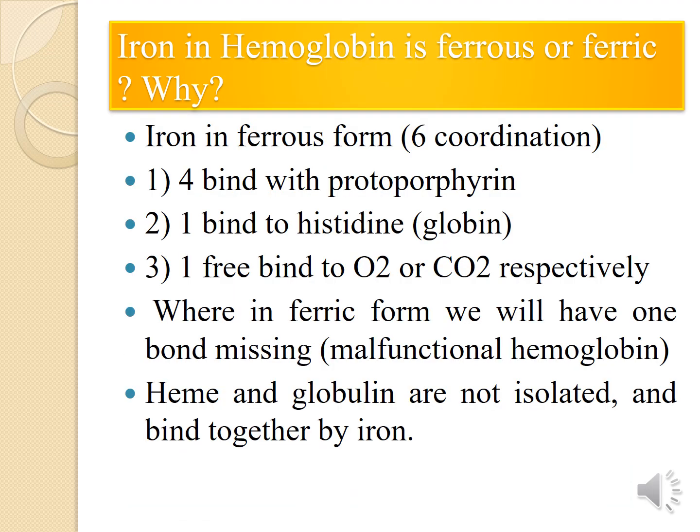And is the iron in hemoglobin ferrous or ferric? Why? What is the reason? The iron in ferrous form is 6 coordinate. 4 bind with the protoporphyrin, as I have mentioned earlier, 1 binds to histidine, which is an amino acid, and 1 freely binds to oxygen or CO2 respectively. Whereas in the ferric form, we will have 1 bond missing, so it is a non-functional hemoglobin. So heme and globin are not isolated and are bound together by iron.